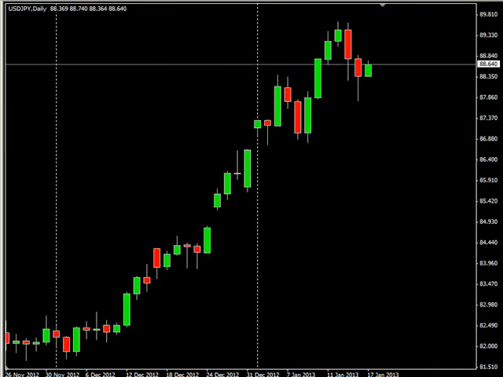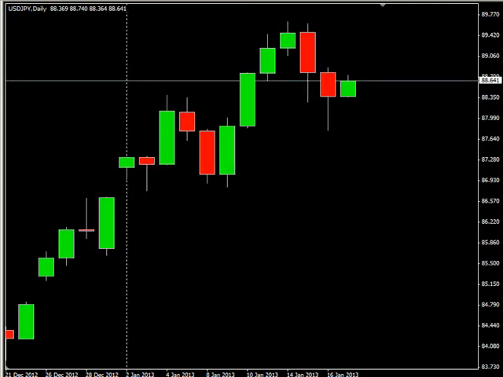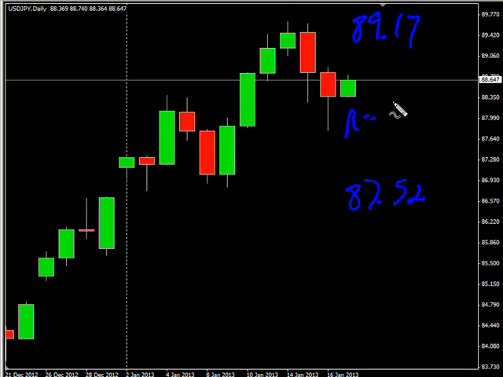Now, as far as ranges go, let me zoom in a little bit. Looking at the U.S.-Japanese yen pair first. This particular pair, looking for it to go up to 89.17, possibly down to 87.52. Look for some resistance around 88.95 and look for some support around 87.05.